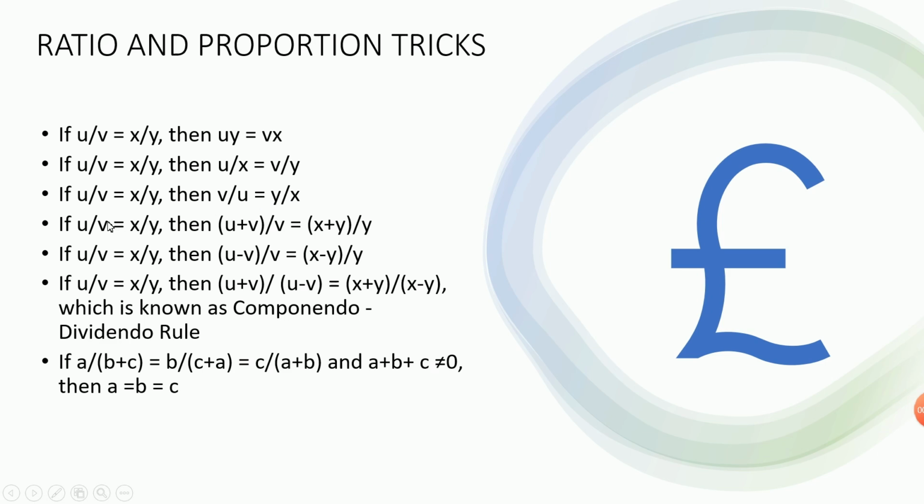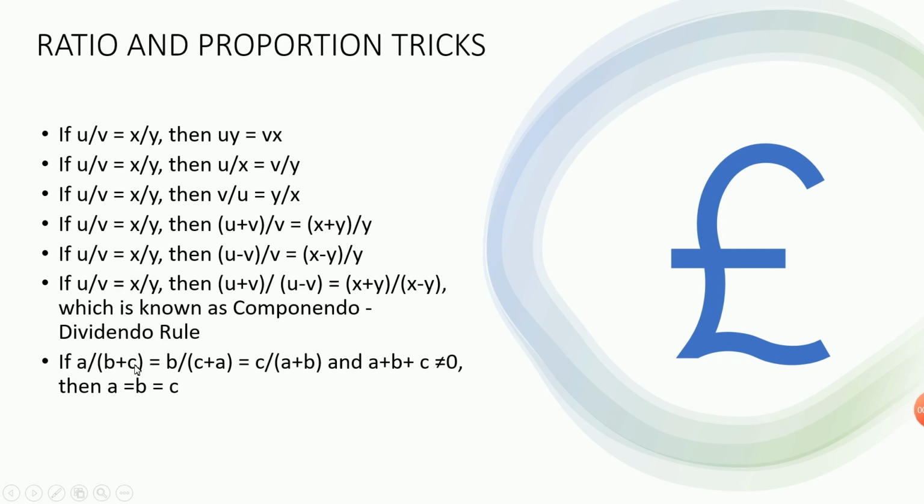Then another formula where U by V equal to X by Y means U plus V divided by V equals X plus Y divided by Y. And this also applies, U minus V divided by V equals X minus Y divided by Y. Note that whatever value is in the denominator only comes after the symbol, so that does not interchange with the first one. So U plus V divided by U minus V equals X plus Y divided by X minus Y. This is known as componendo dividendo rule.